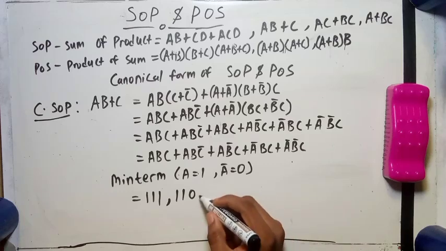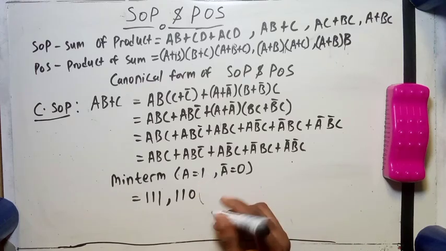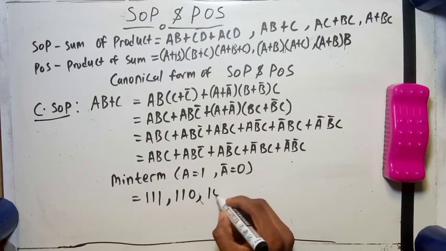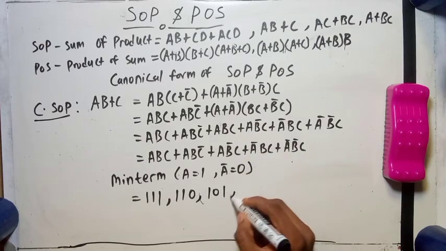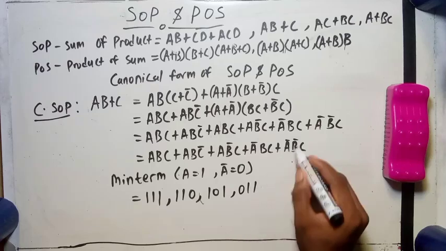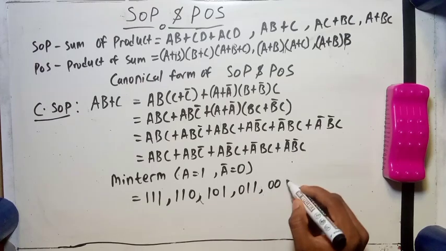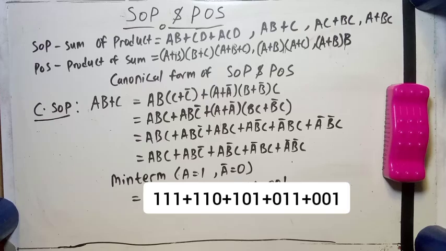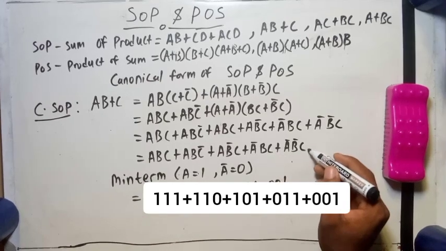Now, over to the next one, which is this product, we're going to be having 1 0 1. To the next one, we're going to be having 0 1 1. To the next one, 0 0 1. So this is what we have gotten, the minterm of this guy.